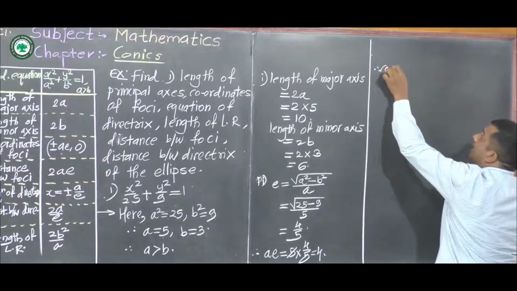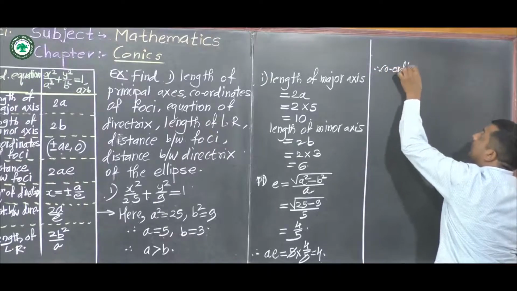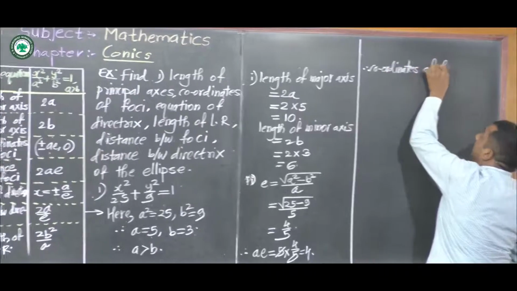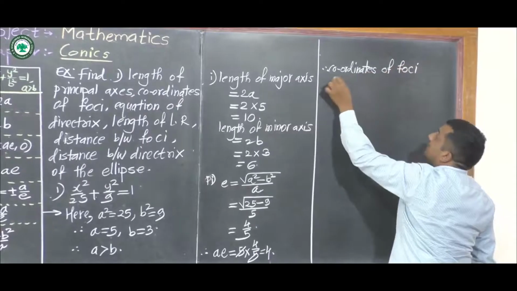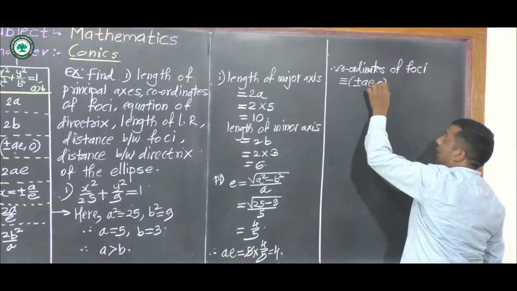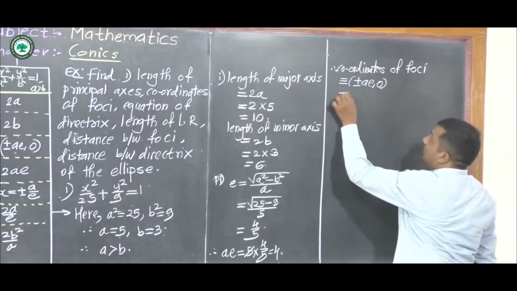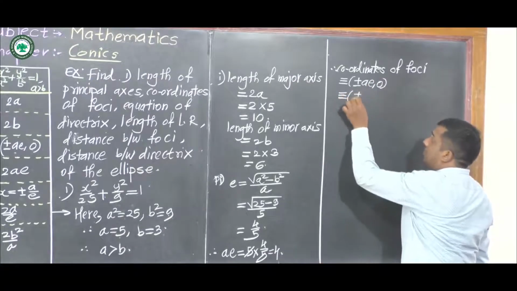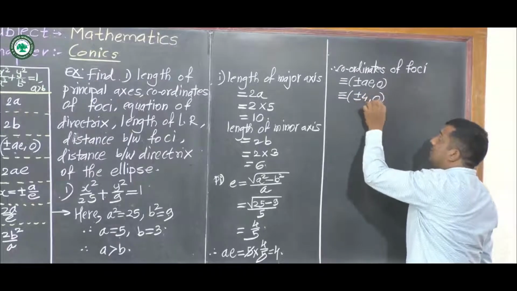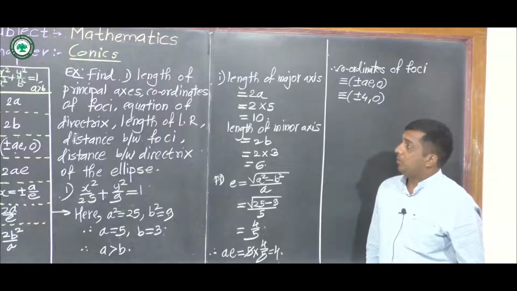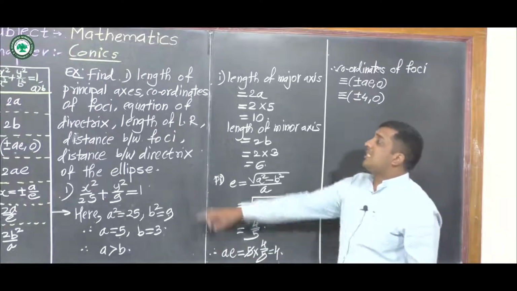Therefore, the coordinates of foci are plus minus ae, 0. We know ae is 4, so this is equivalent to plus minus 4, 0. So these are the coordinates of foci. Now we go with our next point.